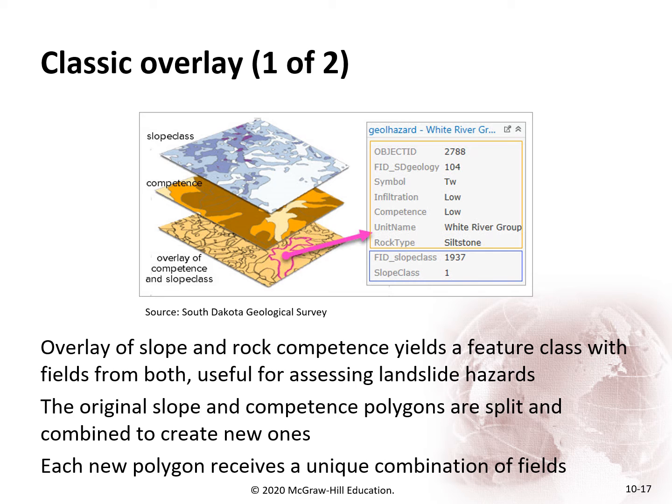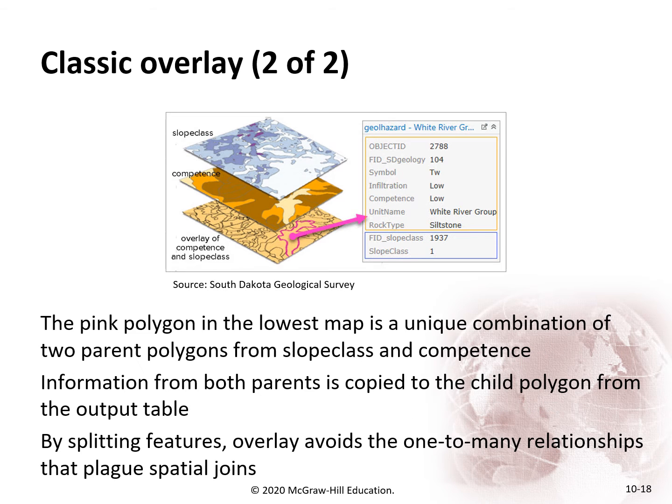And so let's look at a classic overlay. Here we're looking at slope and rock, and we're trying to yield a feature class that has both. And so original slope polygon, you can see the top of the stack, the competence polygons are in the middle, and then when you do the classic overlay, everywhere that a boundary from one crosses a boundary from the other, all the lines are maintained, and so each polygon on the bottom layer has distinct and unique information from both. Nothing is lost, nothing is summarized, everything is one-to-one, and it's sort of the best of both worlds. You can pick out individual polygons, and all the information from both things is there. It's pretty awesome.